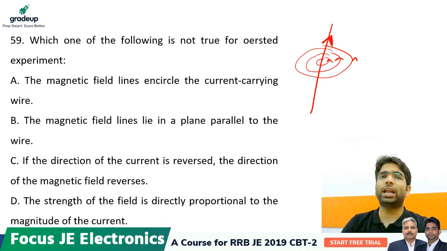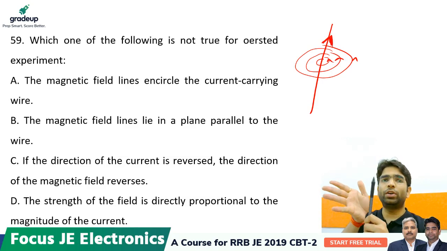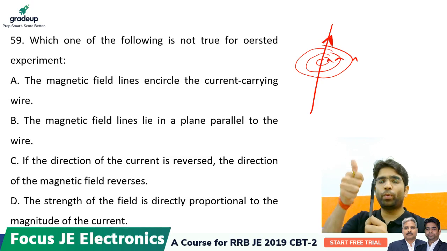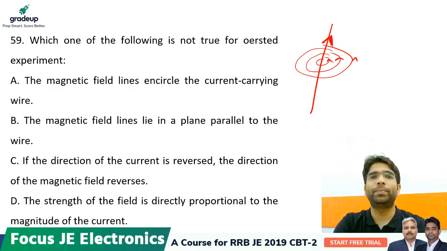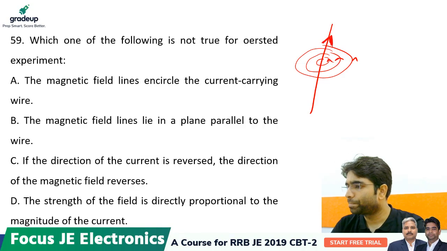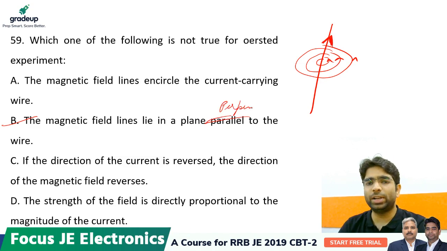The direction of the field lines can be found easily by using the thumb rule. Suppose this is a current carrying conductor. Curl your fingers, holding your thumb pointing in the direction of current. The curling of the fingers will tell you the direction of magnetic field. So magnetic field lines actually lie in the plane perpendicular to the wire. It is perpendicular to the wire, not parallel.